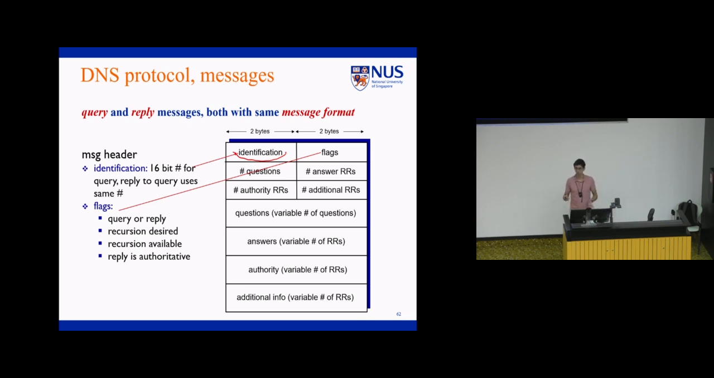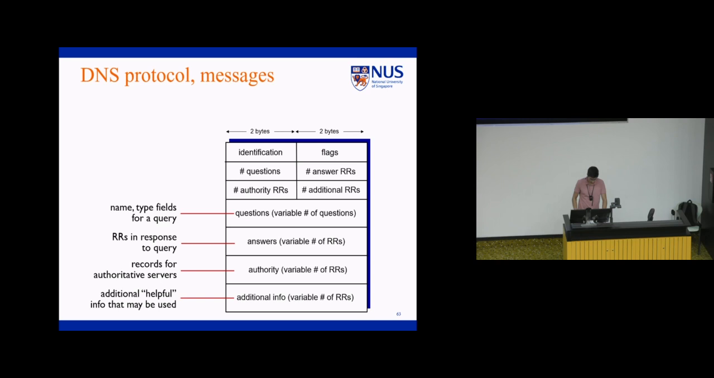So here are some flags to indicate whether this is a query or reply, whether you want recursion or you're fine with iterative queries, and whether the reply is coming from an authoritative DNS server. There are some questions here, meaning what type of query, what's the query, what IP address you want to resolve, and the answers if this is a response. I think this level of detail is more than enough. And for the authority, it records the name of the authoritative servers and the IP addresses of them, and so on.